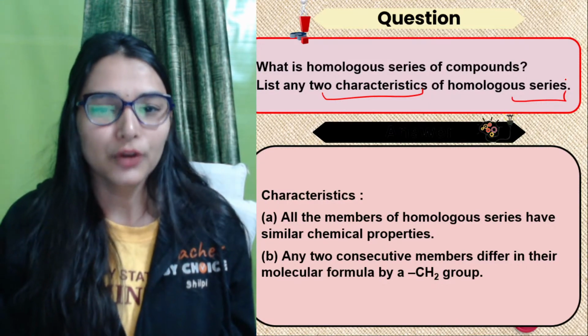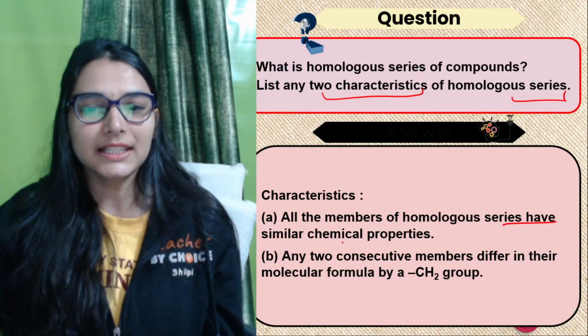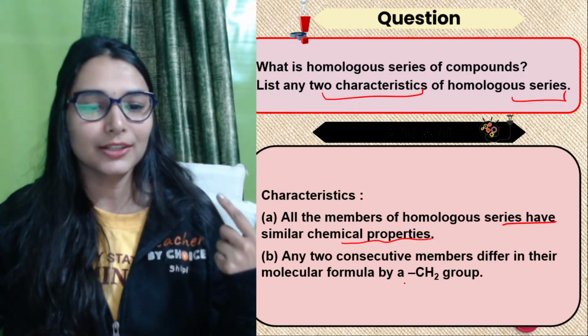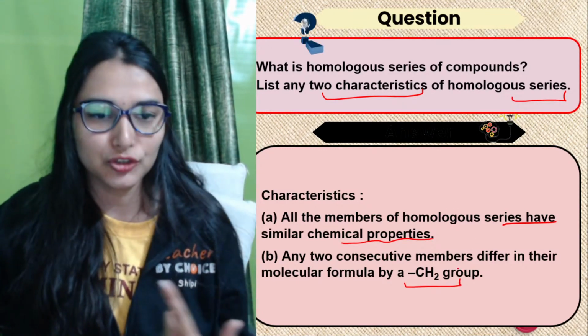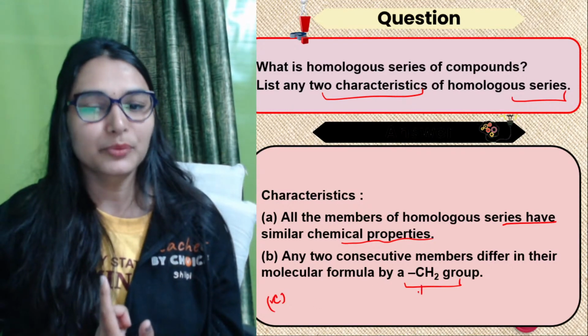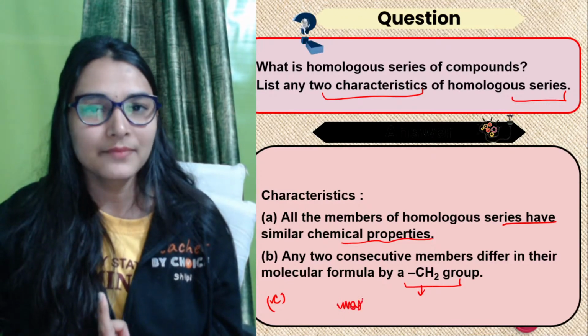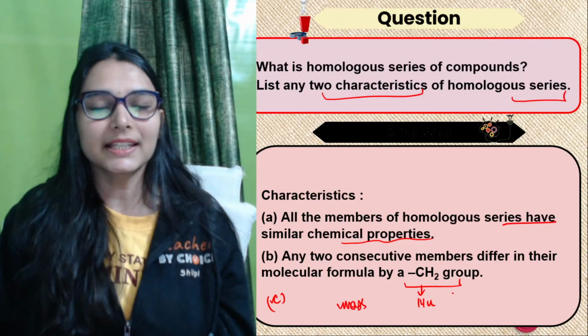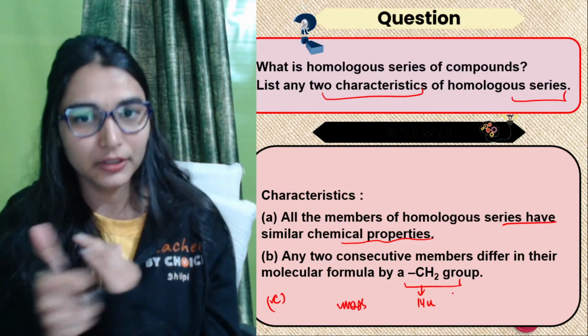Yes. Okay, all members of homologous series have similar chemical properties. Reason: same functional group. Consecutive members differ by CH2. And the next one, you can also say the consecutive members differ by a mass of how much? That would be 14 u. Members of homologous series will be following the same general formula.